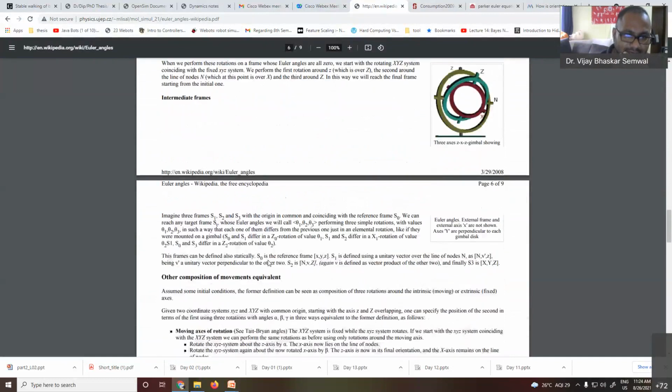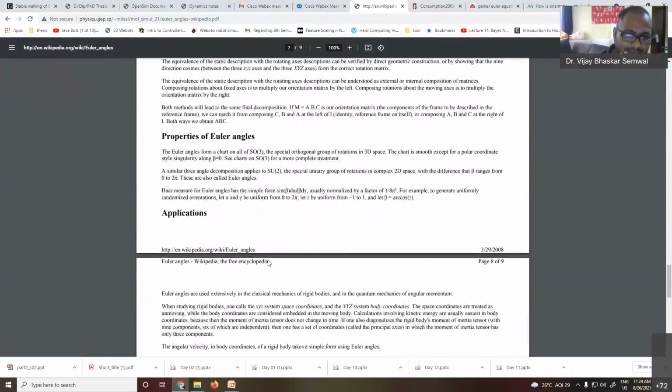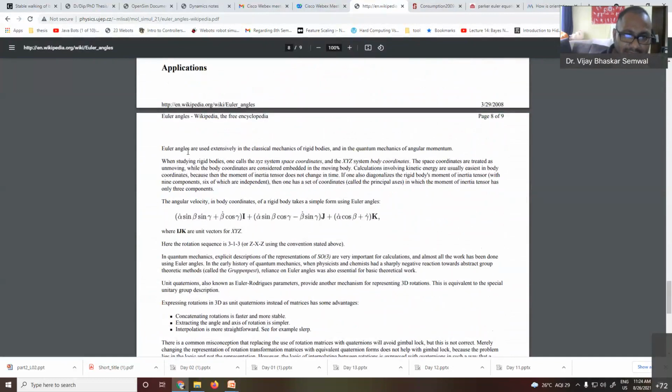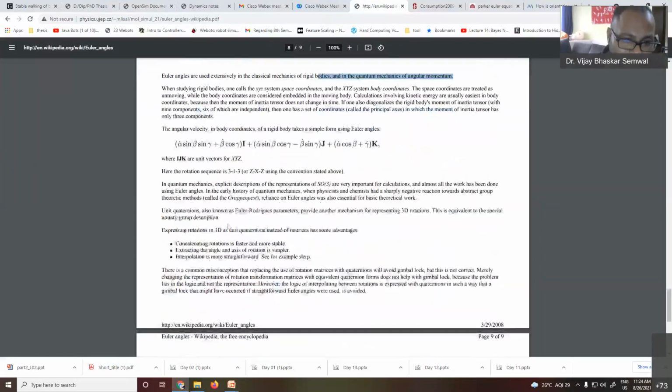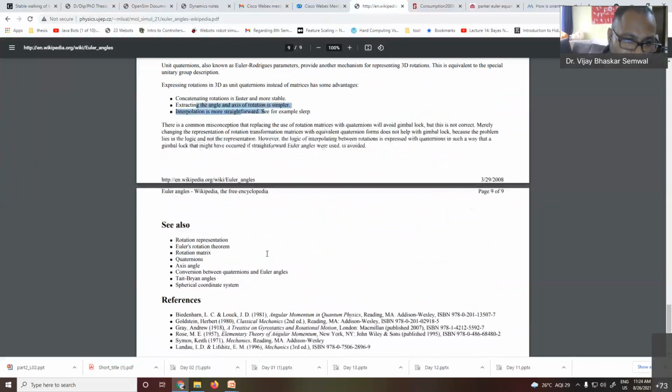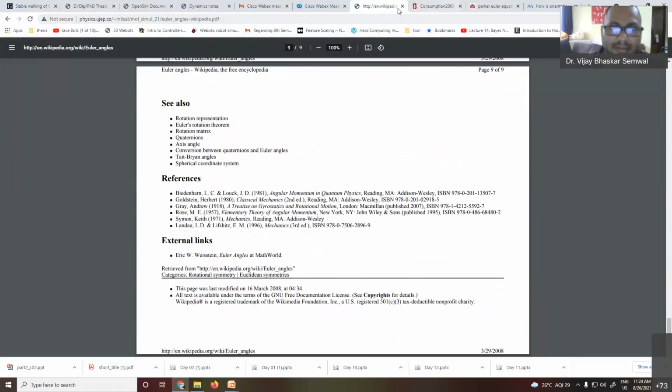ठीक है, rotation. Application दे रहे हैं. Euler angles are used extensively in the classical mechanics of rigid bodies and in the quantum mechanics of angular momentum. Concatenating rotations is faster and more stable, and it helps in extracting the angle of the axis. और भी utility होगी.